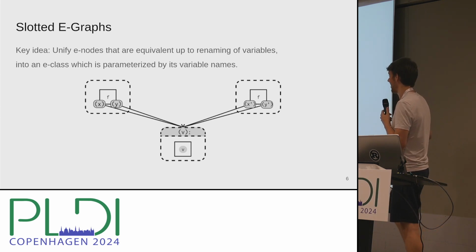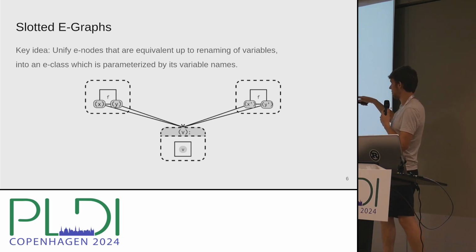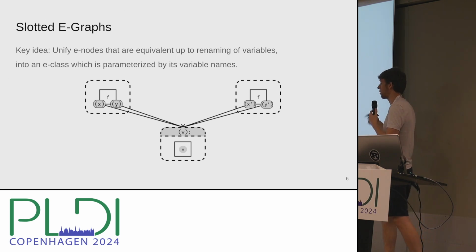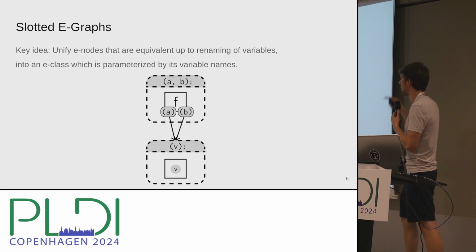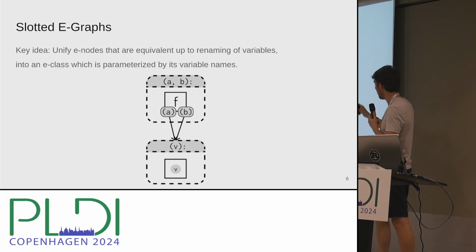We're not quite done here. We still have more unifying to do. So there's still e-nodes that are equivalent after renaming of variables that we have not merged, right? F of x and y, f of x prime, y prime, they're still the same, just with different names. So again, we should unify them into a single e-class that is parameterized by these names. So let's do this. We merge it, and the x and y become a and b, and x prime and y prime also become a and b. So we converge them together into one generalized e-class, which is now parameterized by these arguments. Cool. So now we actually made it a slotted e-graph, and it's much smaller, which is great.